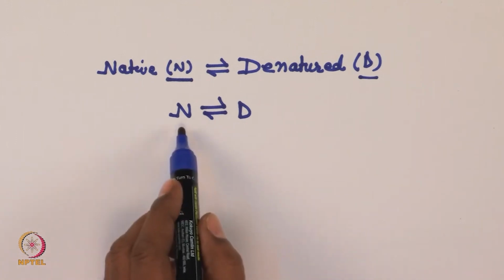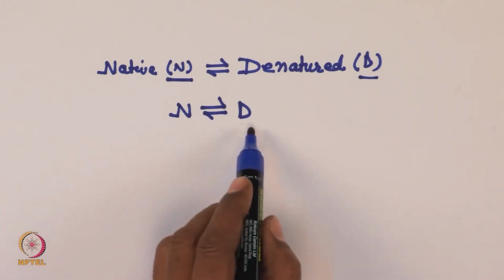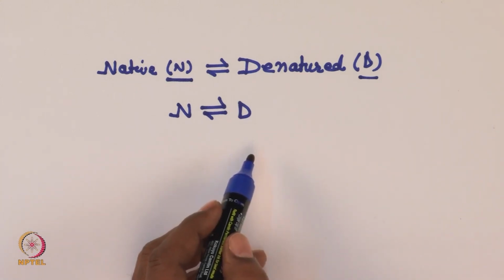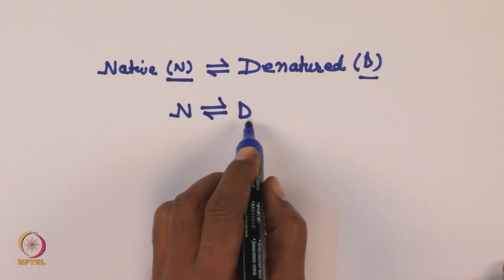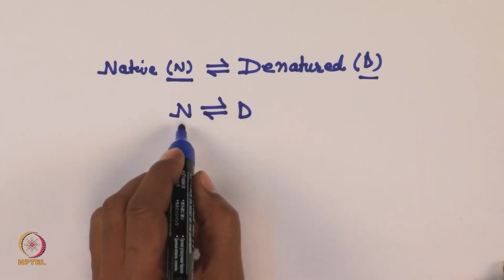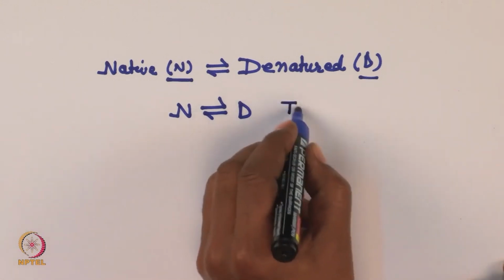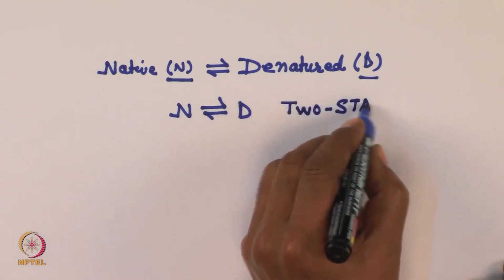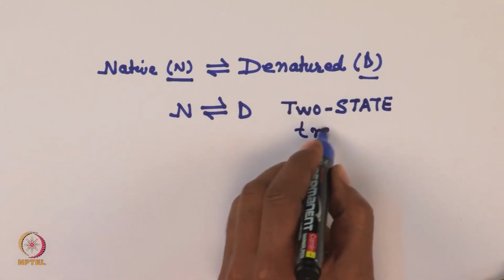And if the transition were not two state, then there would have been appearance of other states in between, some intermediate state or so. Some examples we will take later about this. But this N going to D, in which either native state is populated or denatured state is populated, I will call this a two state process, a two state transition.